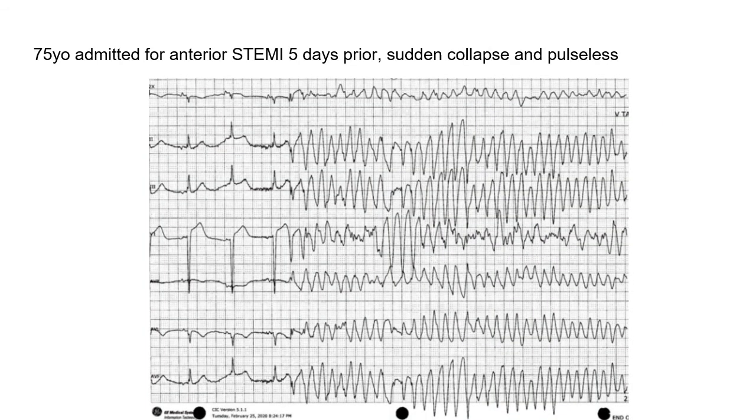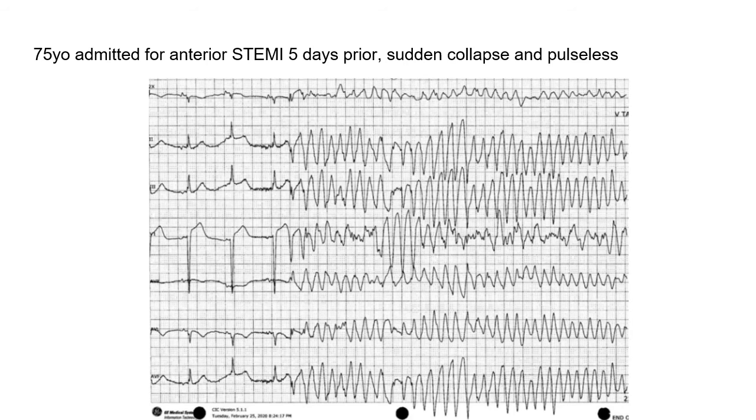Okay, so a 75-year-old admitted for anterior STEMI 5 days ago, sudden collapse and now pulseless. All right, so this one's pretty obvious, right? It's very bad. So are we wide or narrow? Wide, yeah. And are we regular or irregular? Yeah. And what do we think about this QRS?